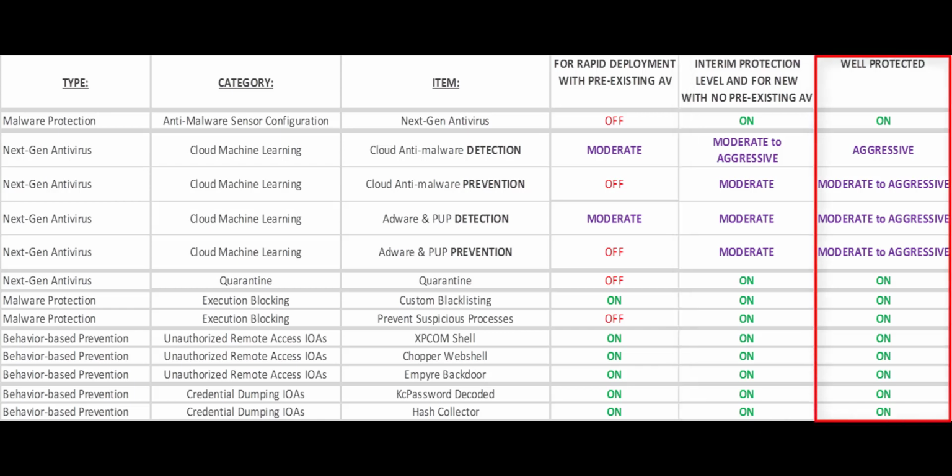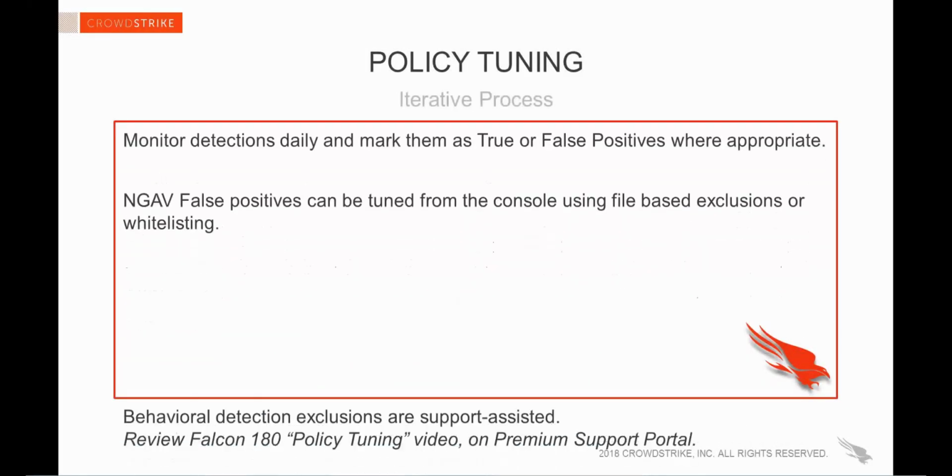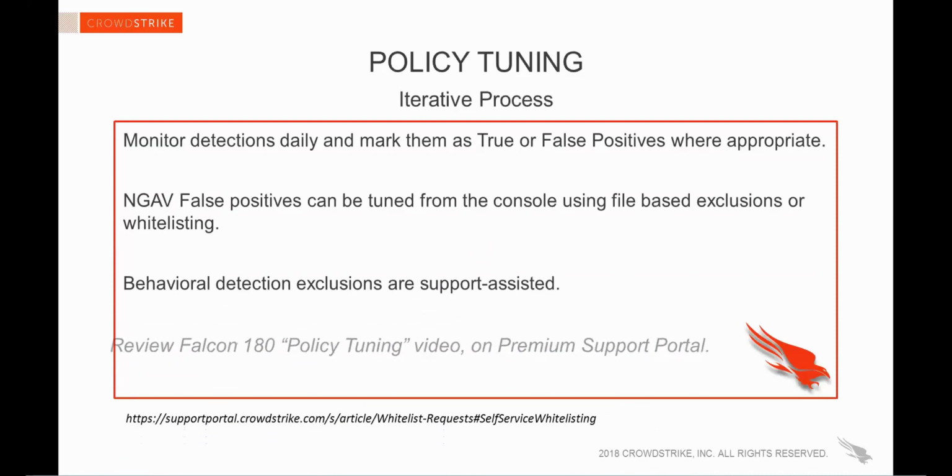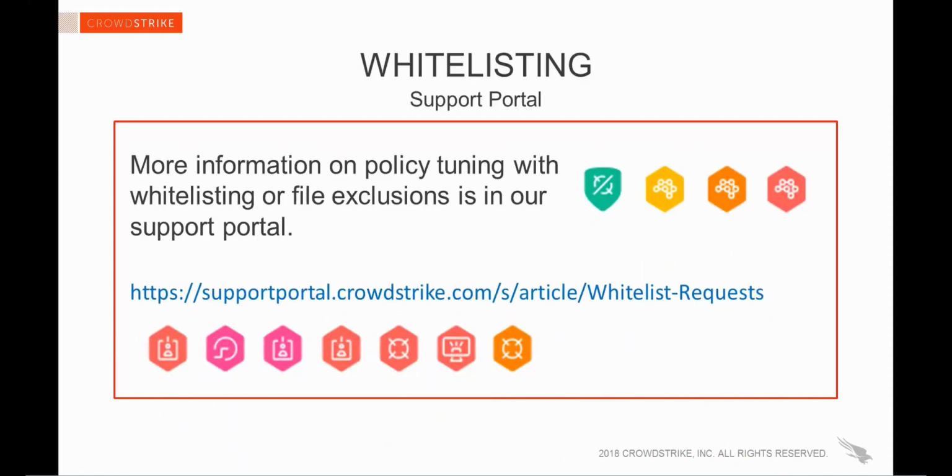As with any security, false positives are possible with some internal developed or third-party applications. Most NGAV machine learning detections can be whitelisted or utilize file-based exclusions directly from the console. Be sure to monitor detections daily and tune for any potential false positives you incur.